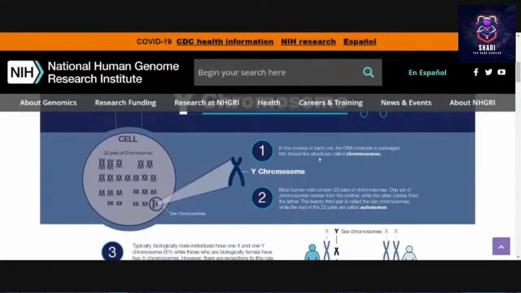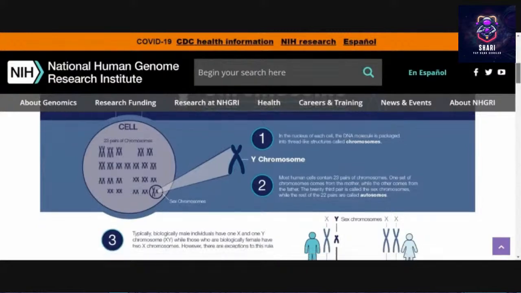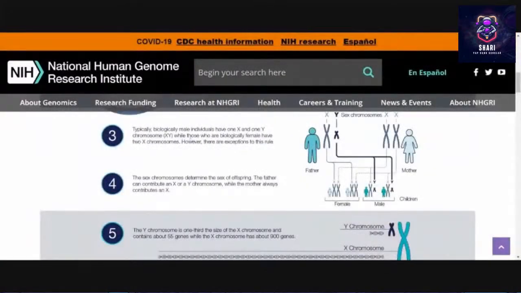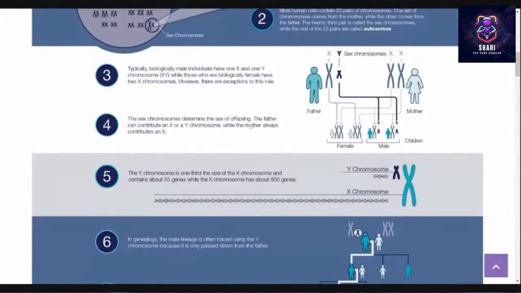So number 1, in the nucleus of each cell, the DNA molecule is packaged into thread-like structures called chromosomes. Okay. Number 2, most human cells contain 23 pairs of chromosomes, which we already read. Now the sex chromosomes being the X and Y. Typically, biologically male individuals have 1 X and 1 Y chromosome, while those who are biologically female have 2 X chromosomes. Number 4, the sex chromosomes determine the sex of offspring. The father can contribute an X or a Y chromosome, while the mother always contributes an X.